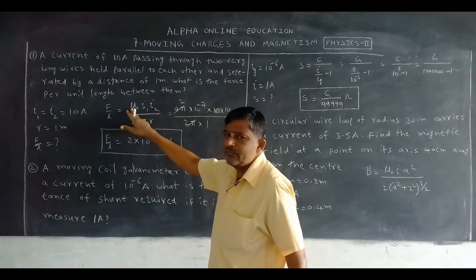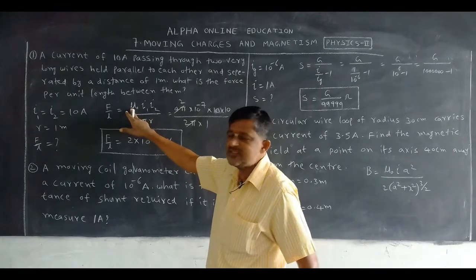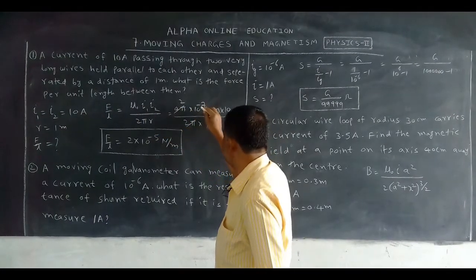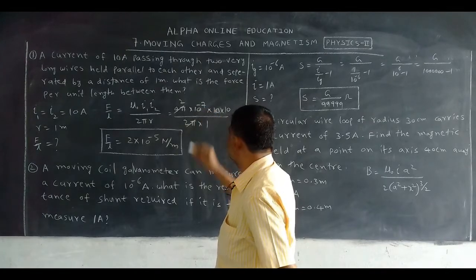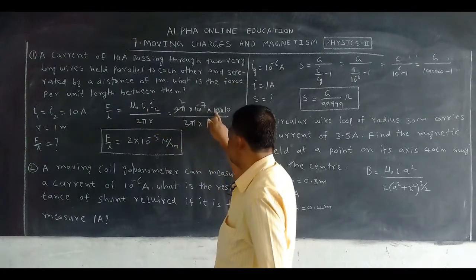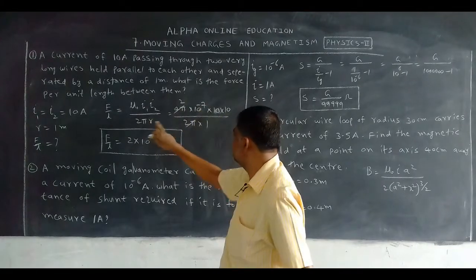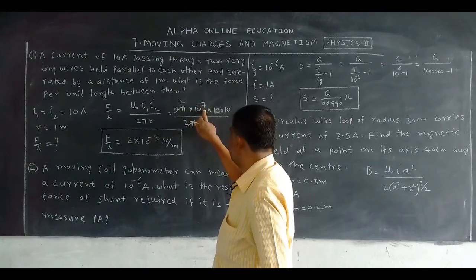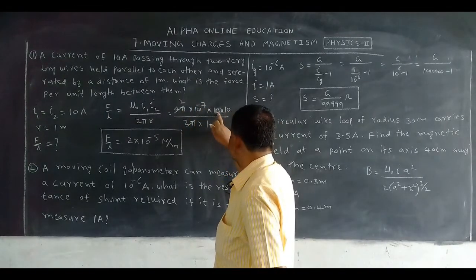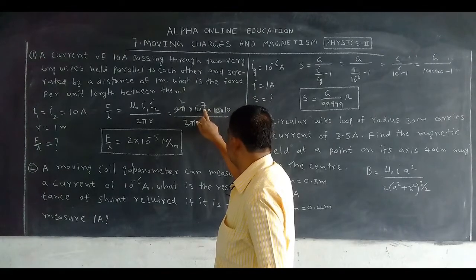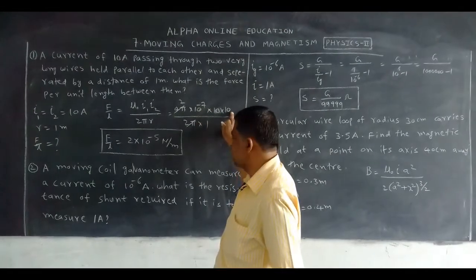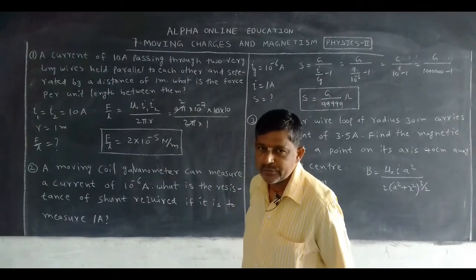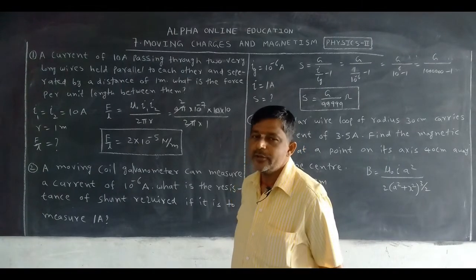We know the value of mu naught. Mu naught is the permeability of free space, 4 pi into 10 to the power of minus 7. I1 is 10, I2 is 10, divided by 2 pi. What about r? 1. Cancel. We get 2 into 10 to the power of minus 7. Then 2 zeros, which means 10 to the power of minus 7 times 10 squared becomes 10 to the power of minus 5. This is the answer. F by L = 2 into 10 to the power of minus 5 Newton per meter.